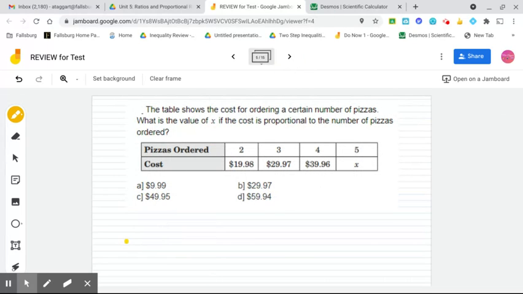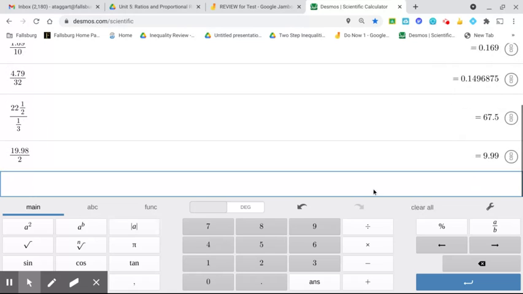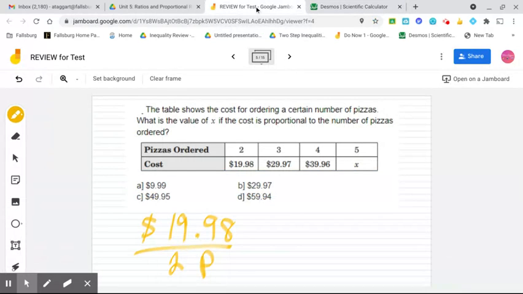Next, the table shows the cost for ordering a certain number of pizzas. What is the value of X if the cost is proportional to the number of pizzas ordered? So if it is proportional, remember, a table is proportional if the unit rate is constant. Okay, so here we would find the unit rate by taking the price and dividing it by the number of pizzas. So 19.98 divided by 2. This will tell us how much one pizza costs. One pizza costs $9.99.